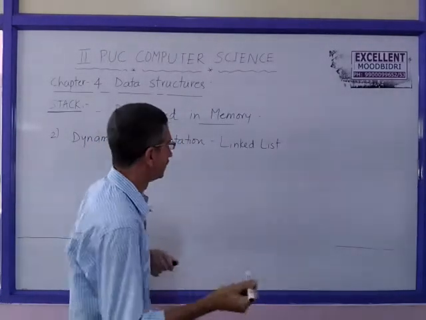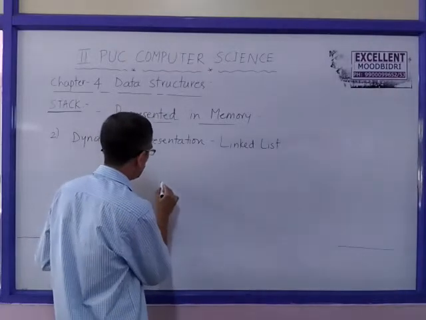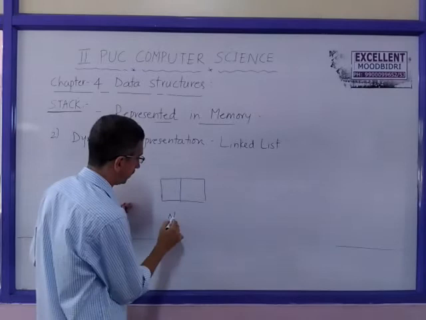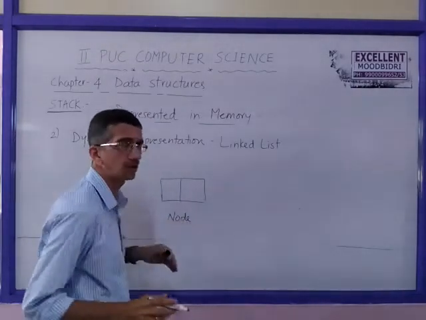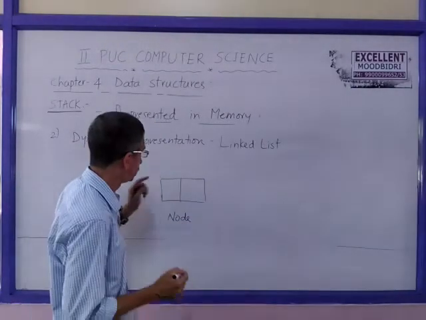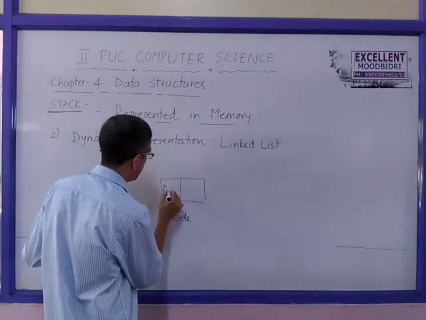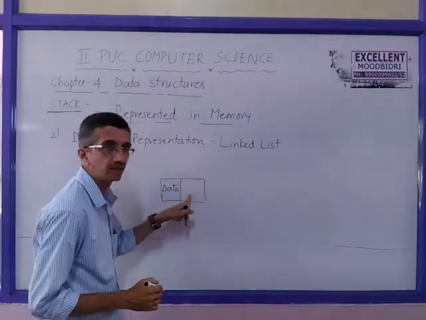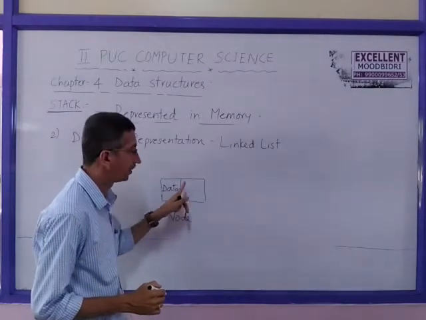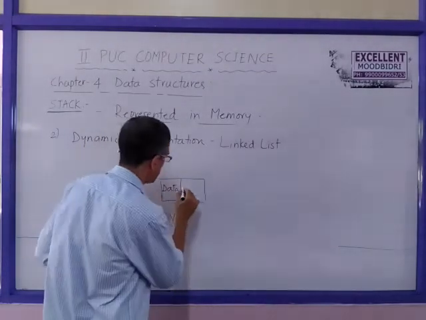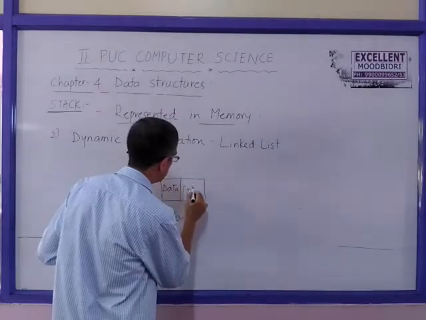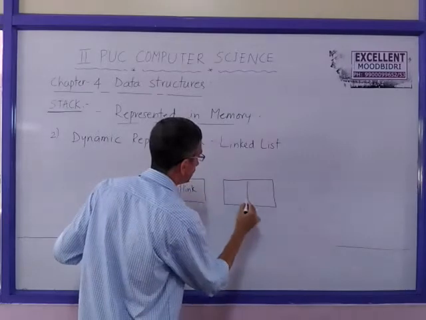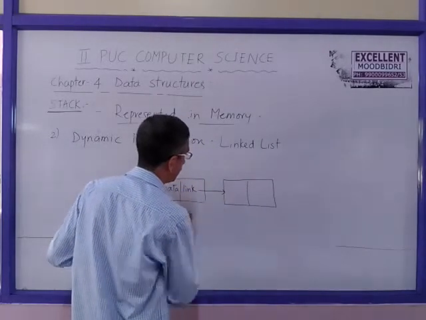Here, nodes. What are nodes? Each node of a linked list contains two sections. This is called a node, right? Each node contains two sections. This is the data section and this is the link section. It is a pointer section which contains a pointer to the next item. So this is a link field, right, which contains a pointer or address of another such node.